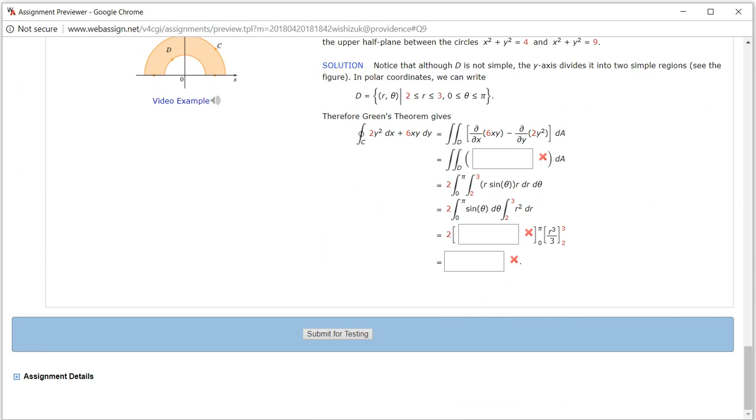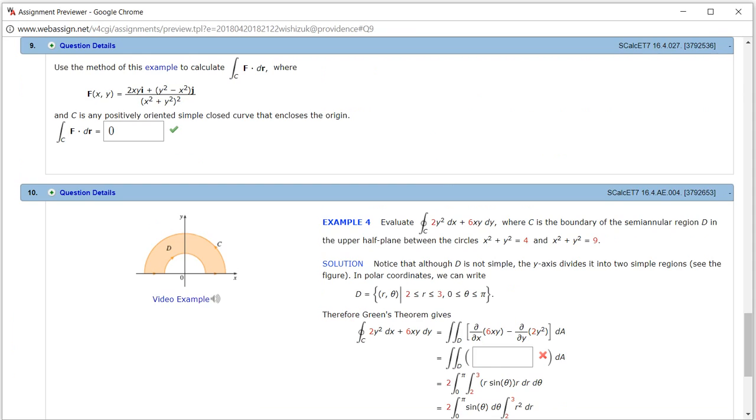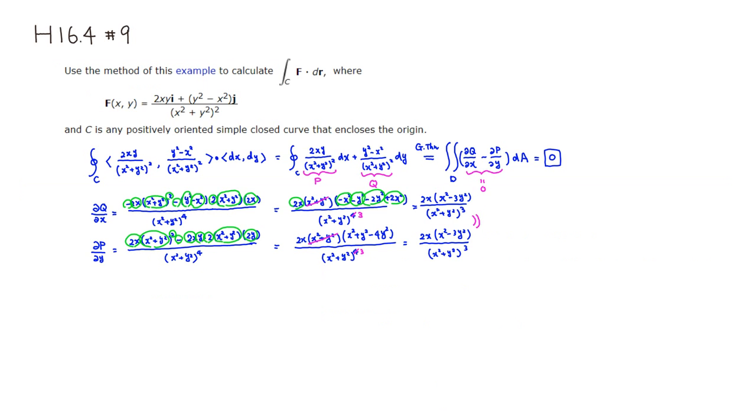Let's check the answer, submit for testing. I came back and it looks like we got this one correctly. That's it. I hope that this was clear.